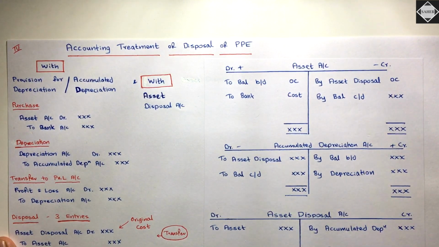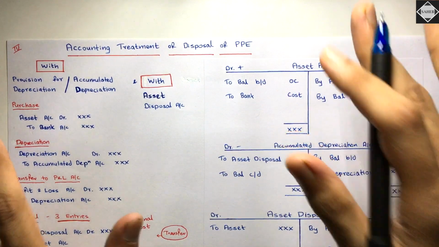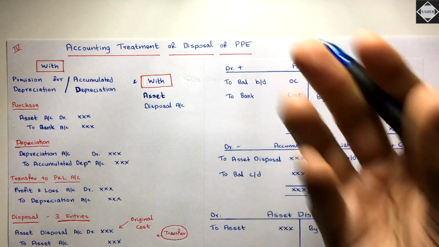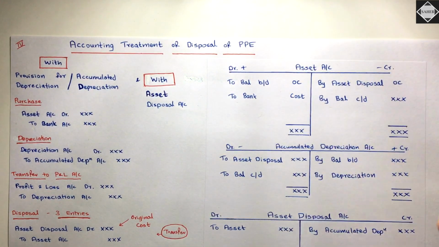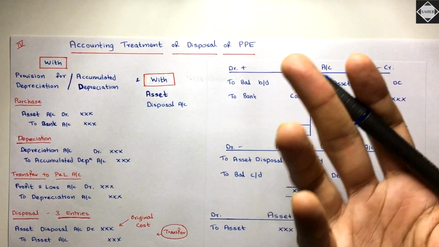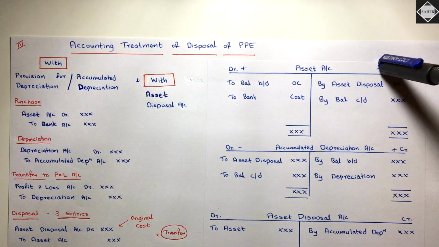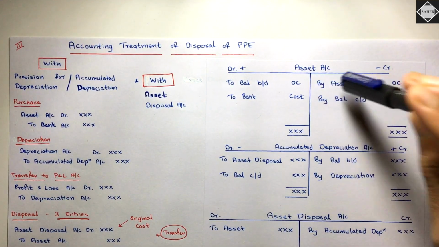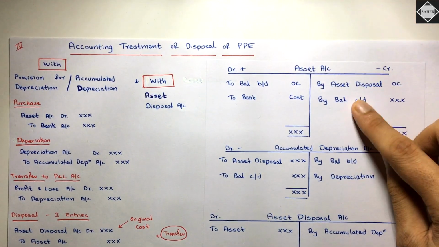Nothing is happening of disposal in this account. It's just that whatever asset you have sold, just take the original cost of that asset into asset disposal. That's all you have to do in the asset account. Let's say, for example, we have sold one asset, the same example of 1 lakh original cost. The asset account is decreasing by 1 lakh by asset disposal. Is it clear? So the asset is being reduced because of asset disposal.